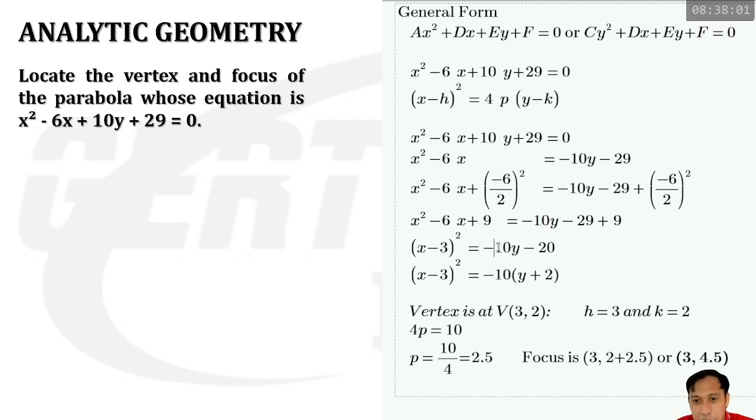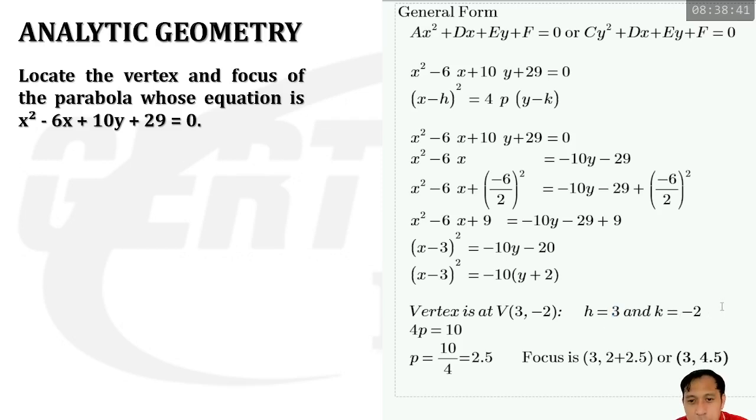Earlier, I wrote this as 10y minus 20. I wrote it like this. This should have been negative 10y minus 20. So if this is negative, then this should be positive 2 so that it becomes negative 20 when expanded. Okay? So, sorry about that. So, the vertex shouldn't be at 3, 2. Or k is negative 2. Okay? I made a mistake. Good thing it was caught. h is 3 and k equal to negative 2.